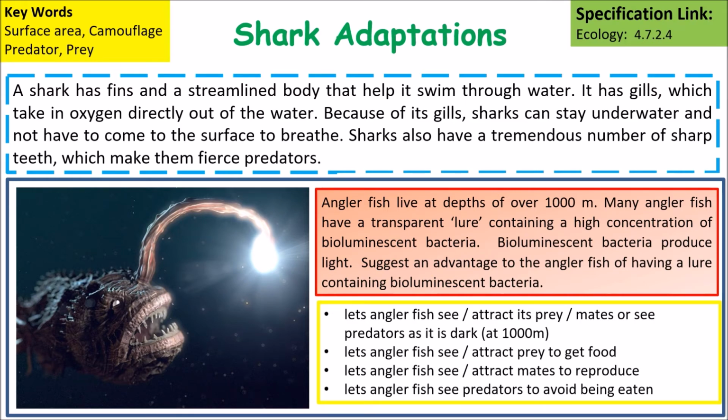So some of the things that you might want to talk about is it lets the fish see where it's going, it attracts prey to it, or it might attract mates to it. If it's attracting prey towards it, then the anglerfish will be more likely to get food. If it's attracting mates towards it, then the anglerfish will be more likely to reproduce.